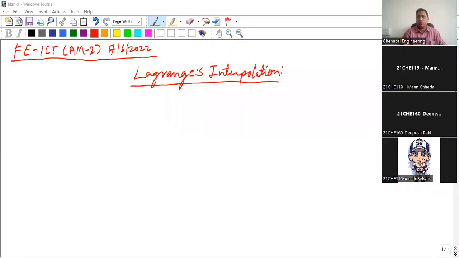Then we use Lagrange's interpolation formula. Lagrange's interpolation formula gives us the interpolating polynomial. If we have n observations, we get an n minus 1 degree polynomial to interpolate the given data and to find the missing figure, which may be in the interval or out of the interval. So let us try to understand Lagrange's interpolation formula. I hope you are able to see this.